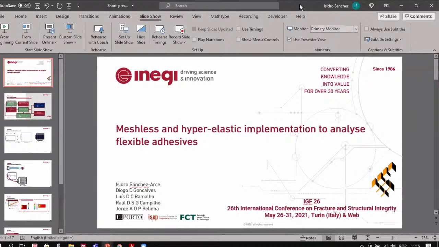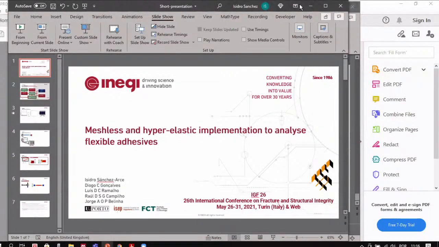It's better for me. Hello, everyone. My name is Isidro Sanchez again. I am going to present part of our work, in this case meshless and hyperelastic implementation to analyze flexible adhesives. This work was developed by a team composed of Diego González, Luis Ramalho, Professor Campilho, Professor Jorge Belinha, and myself.